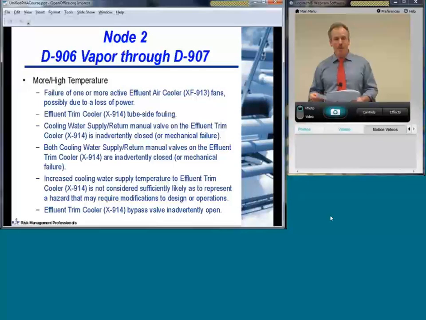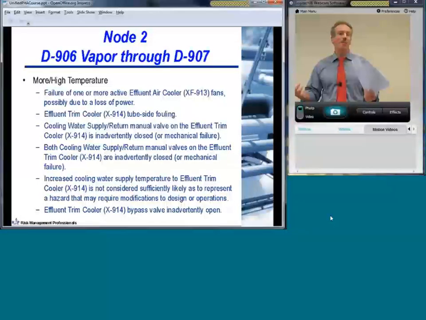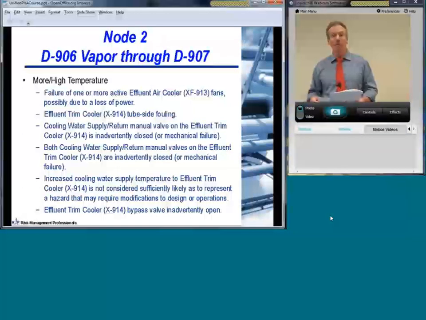Another thing you want to look at is what if there are variations in cooling water temperature. Well, usually cooling water temperature is pretty stable, and it's also often under control, so in most cases it's not going to have a big impact. And if it's true, there's no need to belabor it. Just document it as the causal event that's not likely to represent a hazard, and then just move on. And also, you've got a bypass valve on the trim cooler. This is a good time to pick it up.